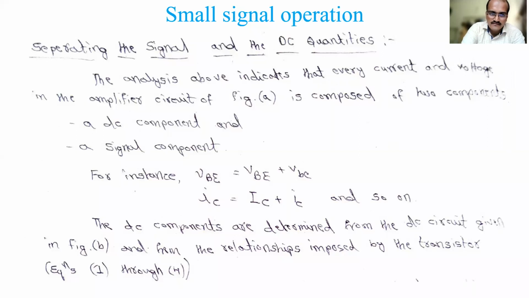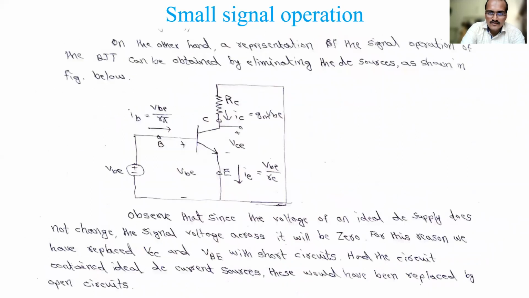Okay. BJT biasing, whatever we have done. So the AC component, this AC analysis you have to find out, and both together will form the equivalent model. On the other hand, a representation of the signal operation of the BJT can be obtained by eliminating the DC sources. If we remove the DC sources, what are the DC? VCC I have removed and VB I have removed. If I remove that, only the AC part will be there, and this is also AC now.